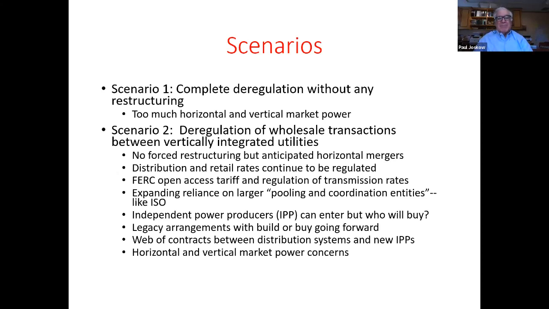So our first scenario is complete deregulation without any restructuring. That is the solution that was originally proposed to us. And we concluded that would be very, very burdensome. There would be a lot of market power, horizontal market power, vertical market power, very high prices. And eventually, perhaps there'd be entry, but it would take a long period of time unless other changes were made. The second scenario was a bit of an advance on the first, which was just, well, why can't we just deregulate wholesale transactions between vertically integrated utilities?